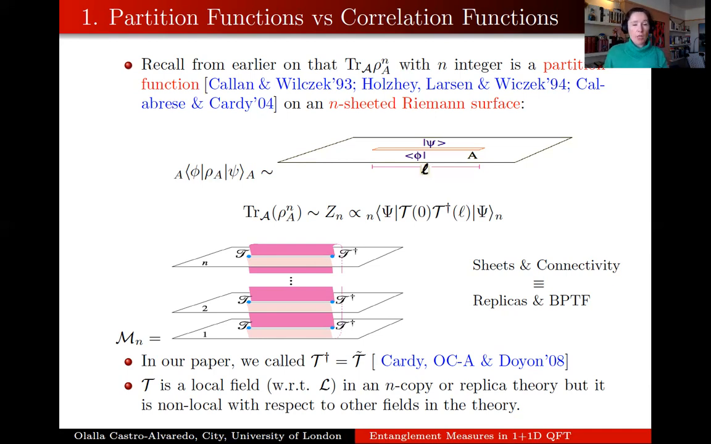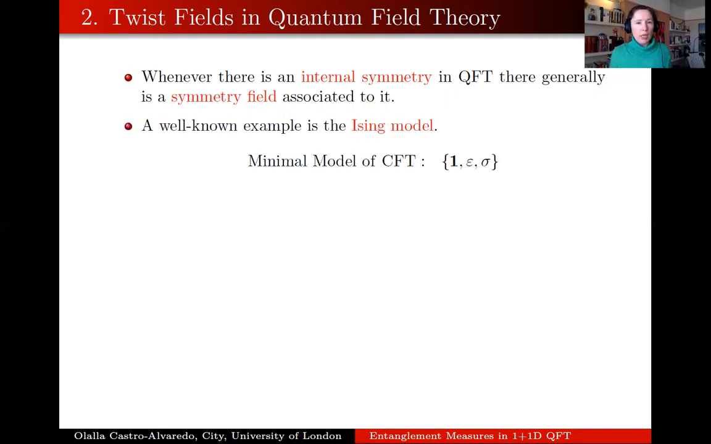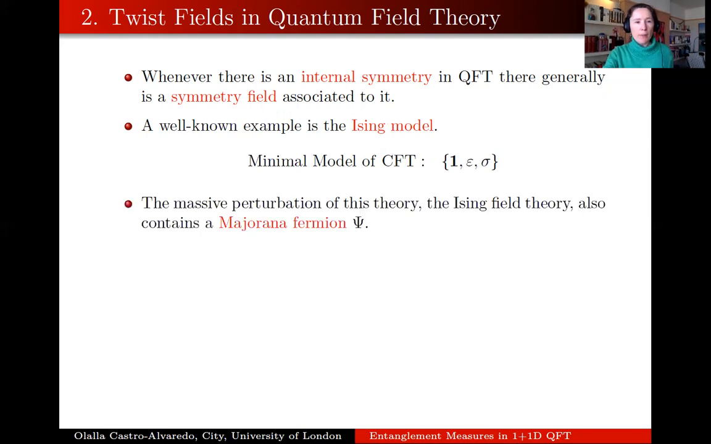So if you are not so familiar with the twist fields in general, let me tell you a little recap about what they are. So the branch point twist field is a quite interesting field associated to a symmetry, but twist fields in general are a very old idea in quantum field theory. So let me tell you a little bit more precisely what they are with a simpler example. So whenever there is an internal symmetry in QFT, there generally is a field associated with that symmetry, a symmetry field. This is very easy, for example, in the Ising model. So the conformal field theoretical version of this model consists of three primary fields: identity, energy, and a spin field.